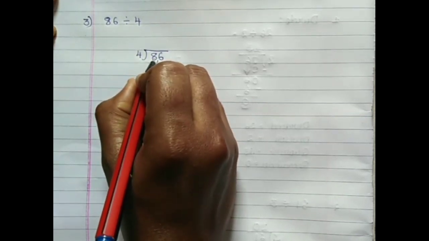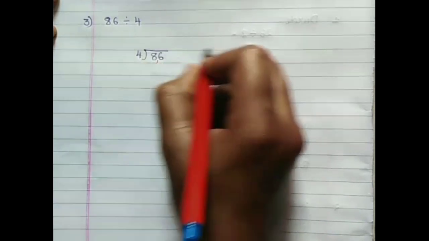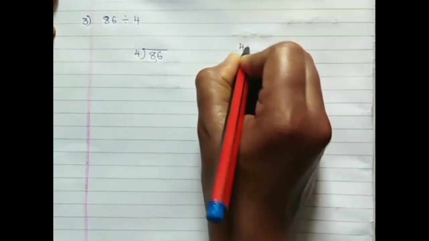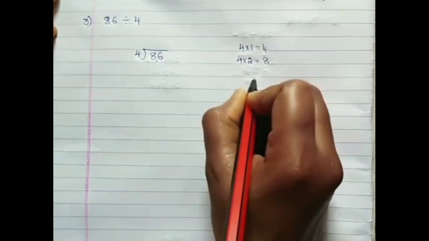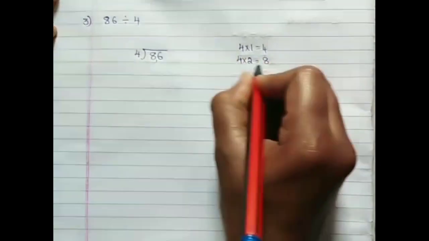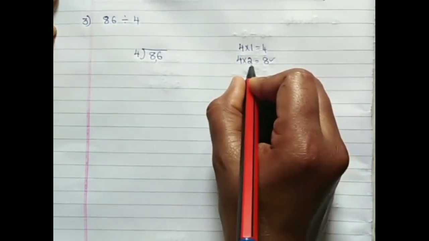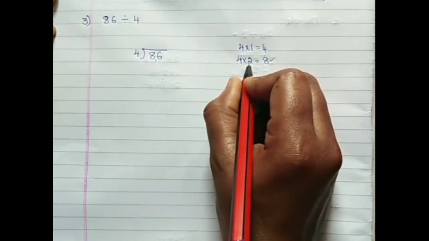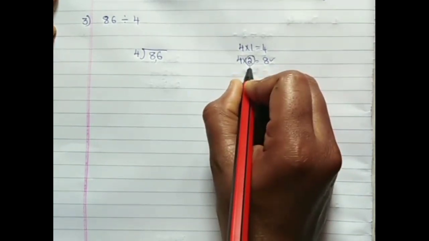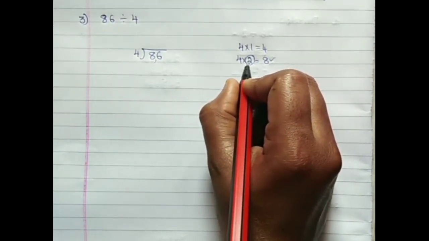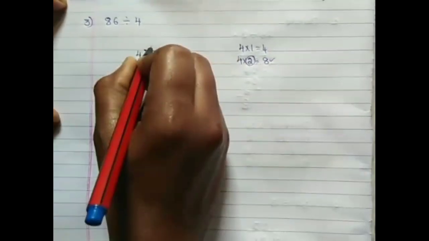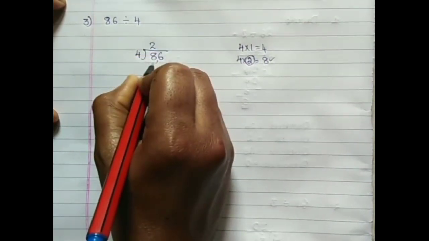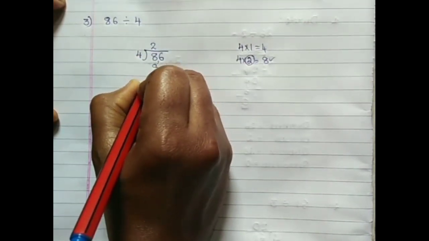For that, first we have to check whether we have the number 8 in the table of 4. So we write the table of 4. 4 1s are 4, 4 2s are 8. So in the table of 4 we have the number 8. How many times? Yes, 2 times. So we take the number 2 as quotient and write it in the place of quotient. 4 2s are 8, so we write 2 above and write 8 below the tens place.